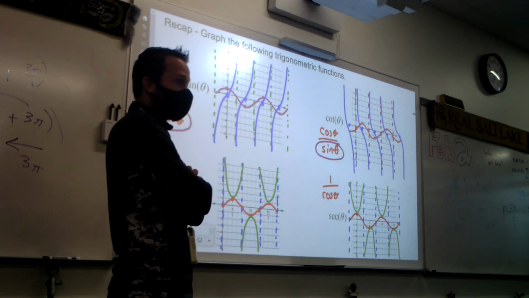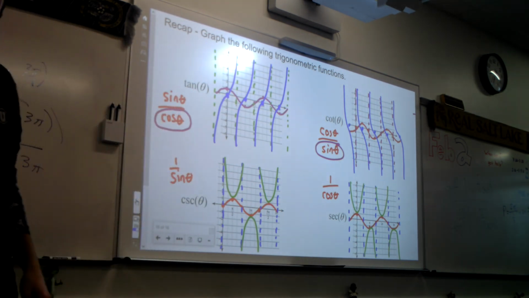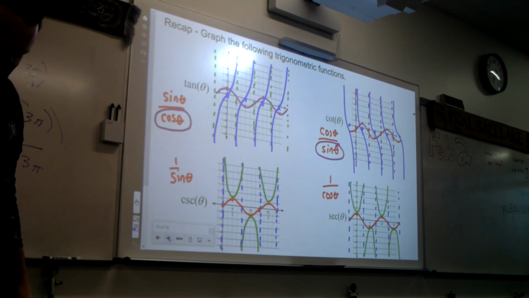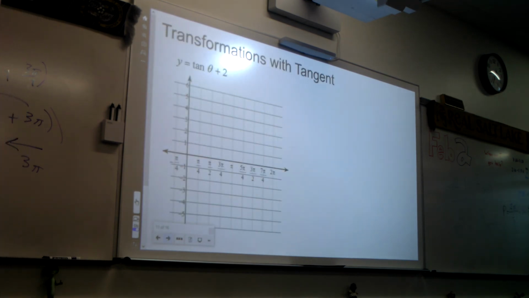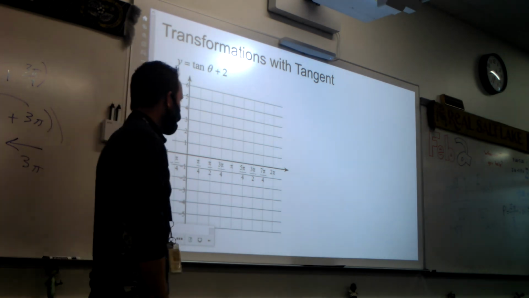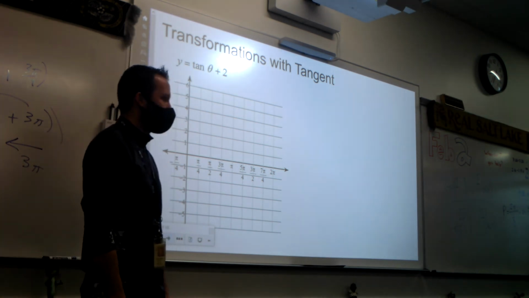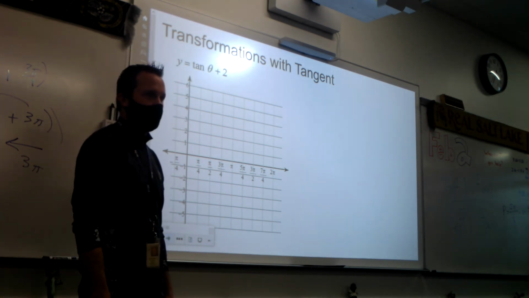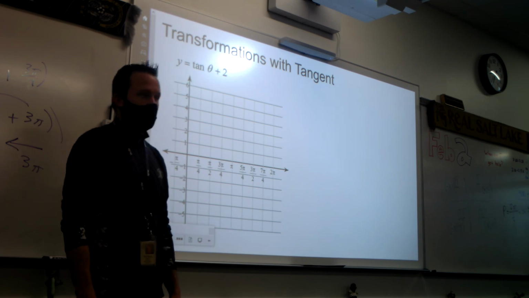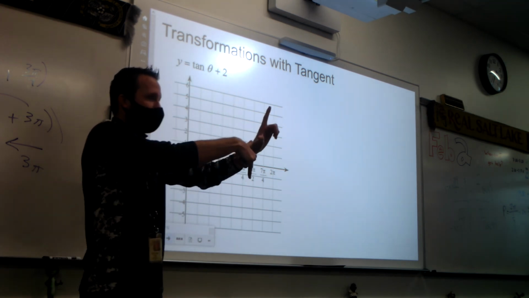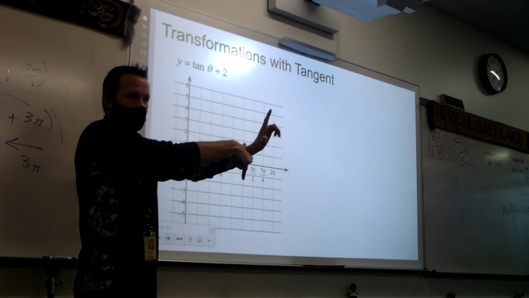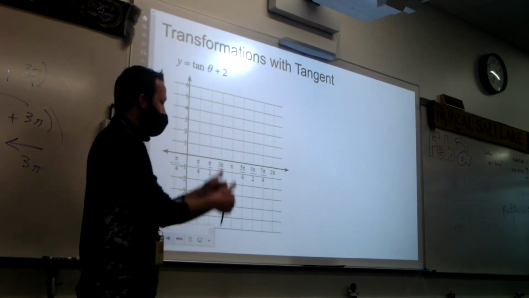Can we move on? We're almost done. I know there's still a few slides, but it's not too tricky. You're just going to take these and do basic transformations. What are you going to do with your tangent? What does tangent look like? Snakes going up. What are you going to do with all of the snakes going up? You're going to move it up 2.